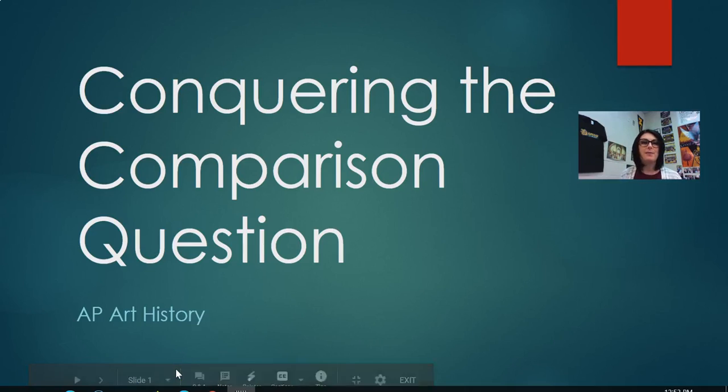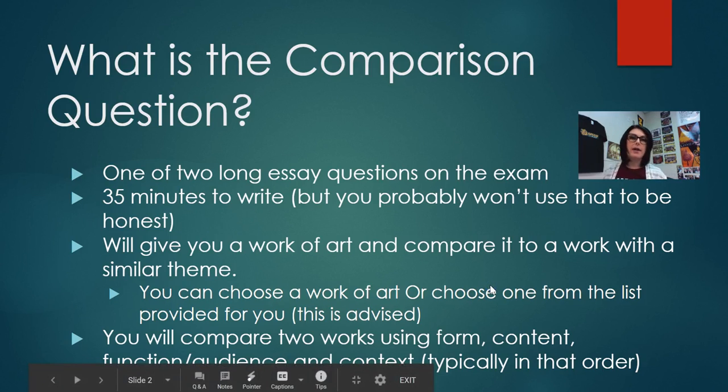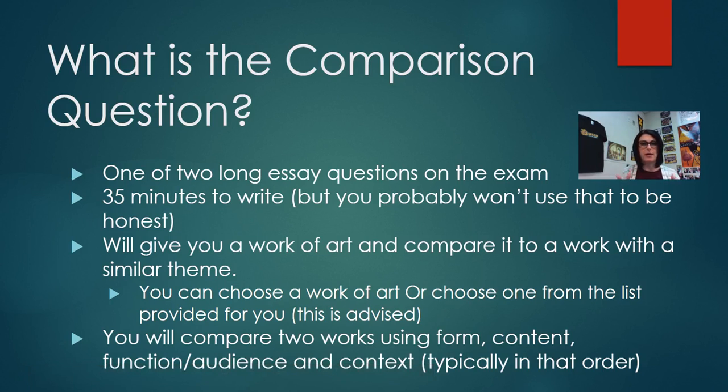Hello there, art historians, and welcome to this video where I'm going to be breaking down the comparison question on the AP Art History exam for you. On your AP exam, you're going to have your SAQs, which are your shorter answer questions that we've already worked on, but you're also going to have two longer essays, all right? One of them being 35 minutes long, the other one being 30 minutes long.